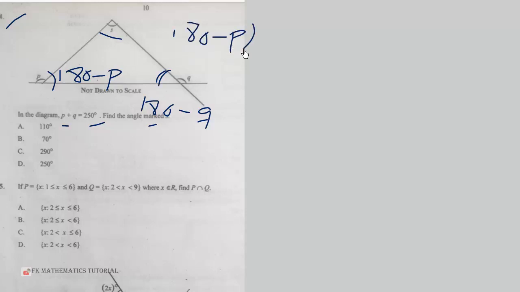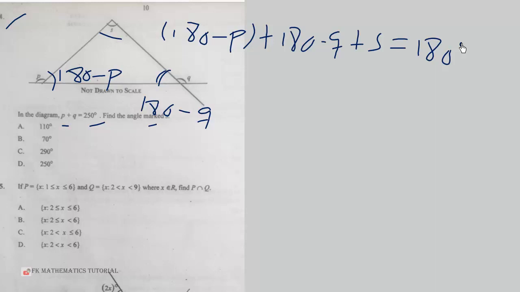So we have question number 34 here. In the diagram, P plus Q is equal to 250. Find the angle marked S. So we know this angle here will be 180 minus P, and this one here will be 180 minus Q. When we add this, and this, we should get 180. So 180 minus P, when we add it to 180 minus Q, we add it to S, we should get 180 degrees.